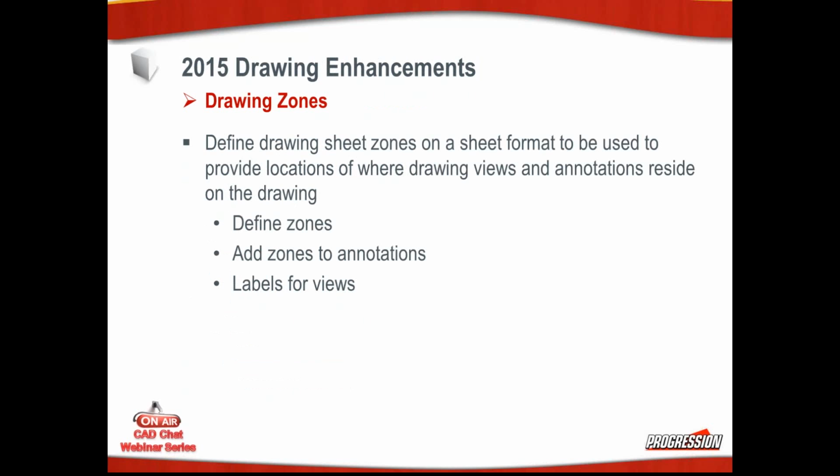We're going to start with drawing zones. Drawing zones are used to define the drawing sheet zones, and you can put labels on them to locate where, say, a section or a detail view would be, and those views can also be on a totally different sheet, so it would make it hard to find sometimes, so you can put labels on those and tell it what sheet and what zone it is in. I'm going to take a look at how you can do that.